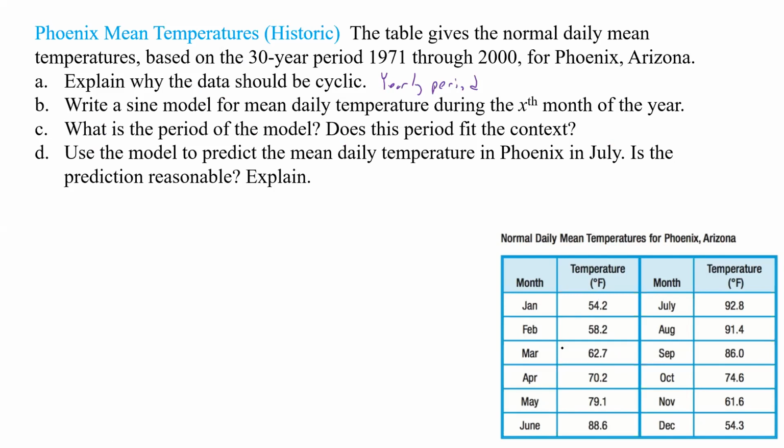Now we're supposed to write a sine model for the mean temperature during the x month of the year. Then what is the period of the model? Does this period fit the context? And use the model to predict the mean daily temperature in Phoenix in July. Is the prediction reasonable? Explain. All right, so let's go plug this data into our calculator.